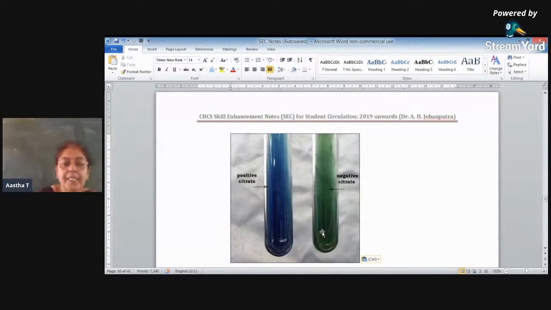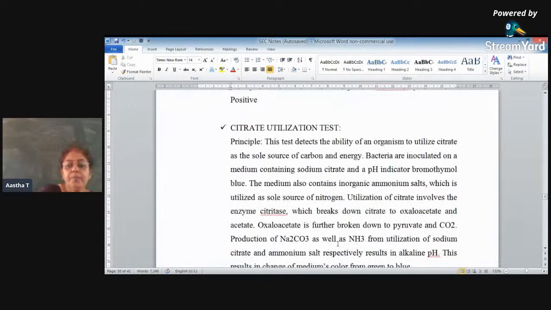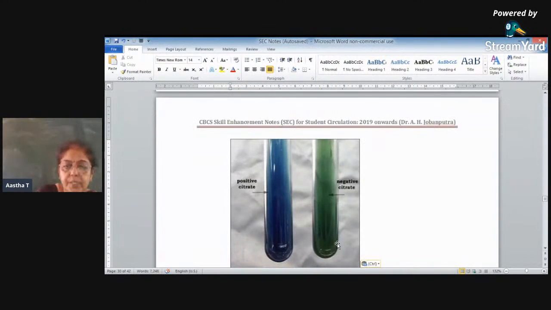After incubation, if the slant turns like this, because of increase in pH, what happens? Bromothymol blue color turns blue, and that is a positive test, and this is the negative test, means the slant's original color, green, stays as it is. There is no change in pH, no oxaloacetate is formed. Further, oxaloacetate is not converted to pyruvate and carbon dioxide, no carbon dioxide, no sodium carbonate, no ammonia, no increase in pH, no change in pH, so the color stays the same.